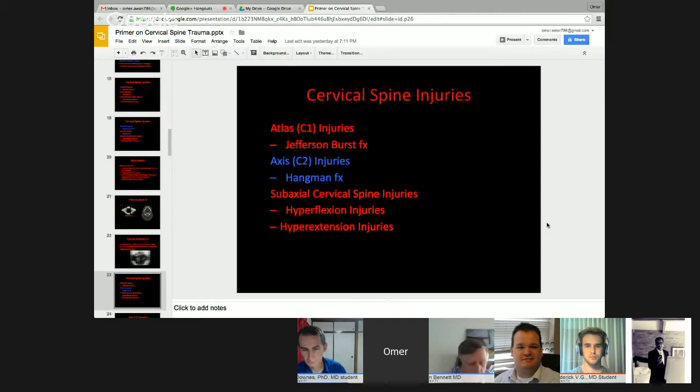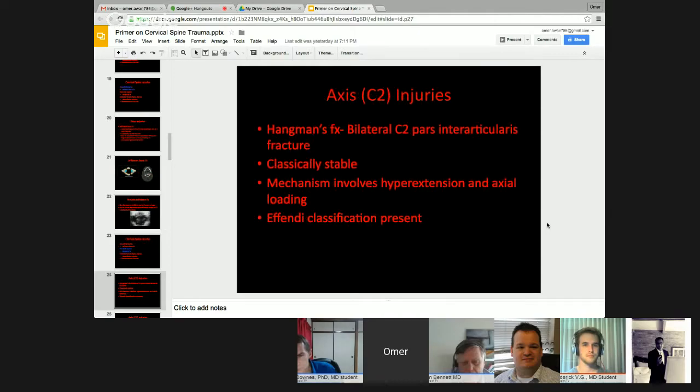Going to the axis, again, we're going to talk only about the hangman's fracture, but there are many types of C2 fractures, like the 3 types of odontoid fractures, which we're not going to get into here. But a hangman's fracture, pretty much classically, is a bilateral C2 pars interarticularis fracture. Okay, characteristically, it's a stable fracture. The mechanism usually involves hyperextension and axial loading, but there are different types of hangman fractures, which the Effendi classification addresses. There's a type 1, type 2, type 2A, type 3, and different fractures have different mechanisms.